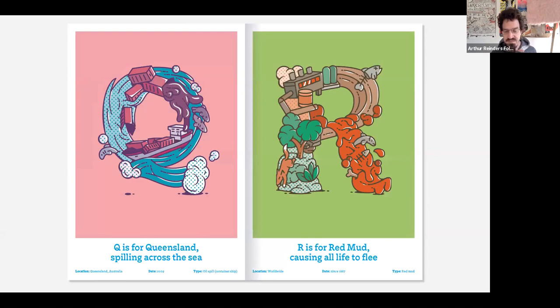Queensland in Australia also had a good spill of a ship losing containers with aluminium phosphorus, something which you can't eat. Red mud is also one of the worst ones. And in that one, I really love the fox. It's one of my favorites.